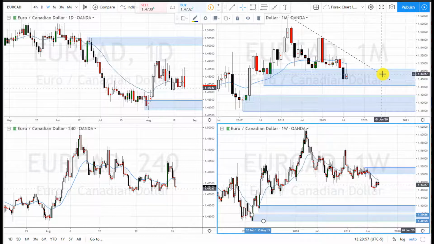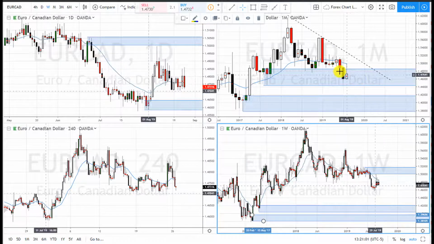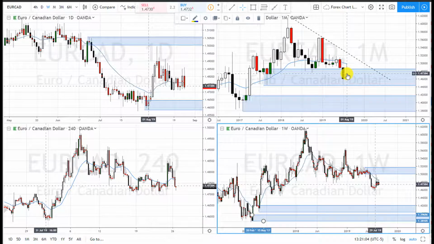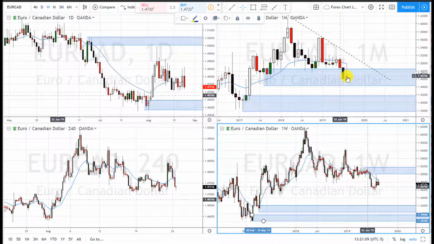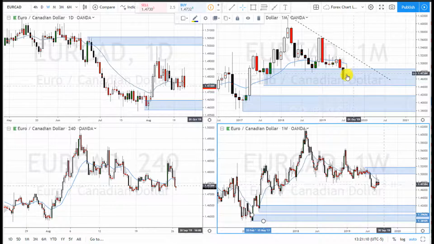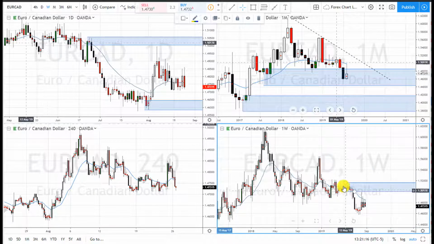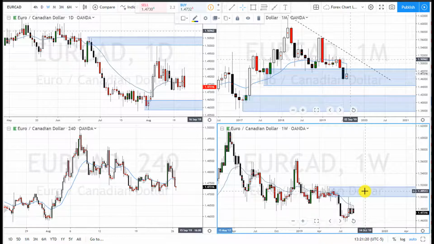So that's the analysis on EURCAD. Monthly is in a downtrend, but area of demand, its monthly area of demand is in control. So we don't want to short in here. We don't want to short here because we can get taken out by this higher time frame demand zone. And the weekly is in a clear downtrend.